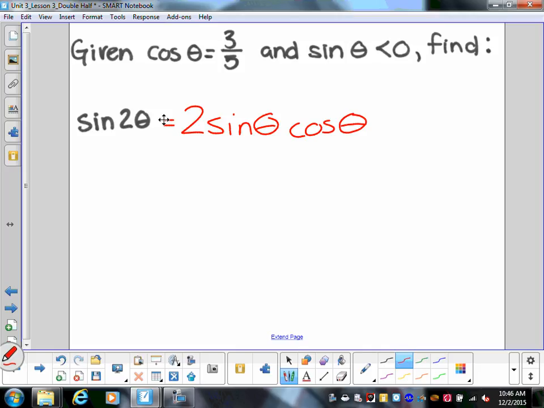And that puts us in numbers. So this is kind of a plug and chug. We know what cosine is, so we can plug it in. We need to figure out what sine is. Okay, so let me talk about why. And it's not this 4 or 5.